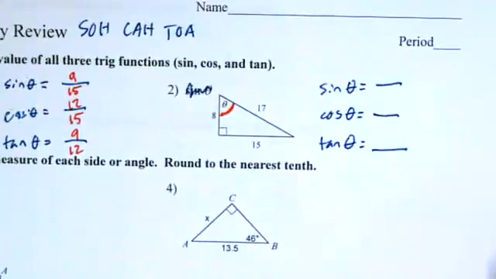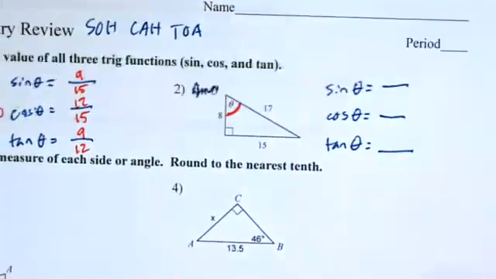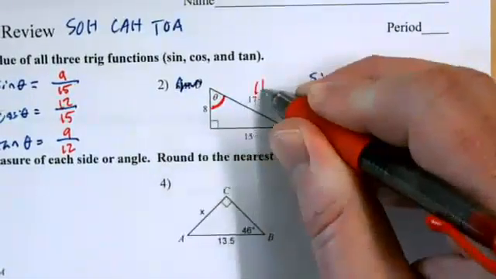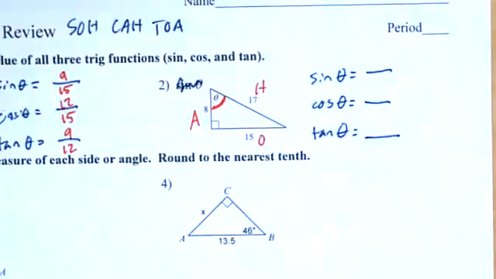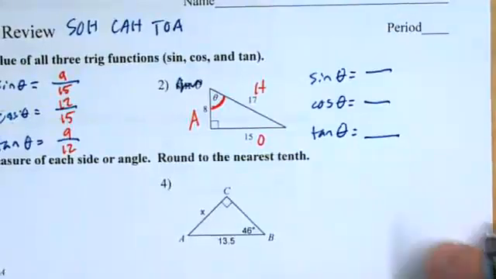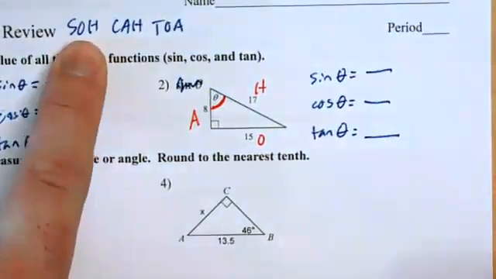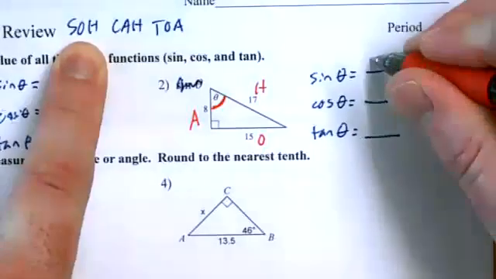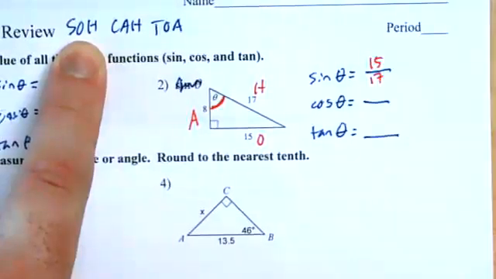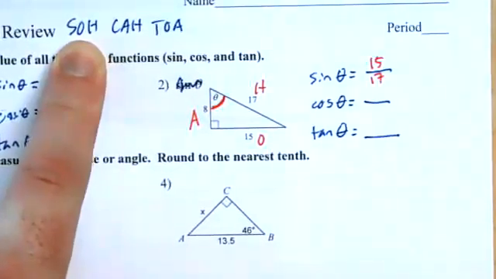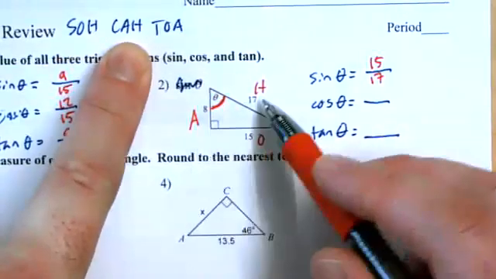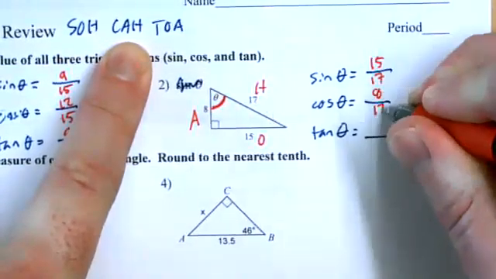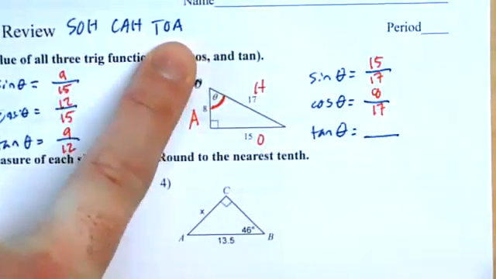All right, angles there. Labeling my sides: hypotenuse, opposite and adjacent. Sine is opposite over hypotenuse. Cosine is adjacent over hypotenuse. Tangent is opposite over adjacent.